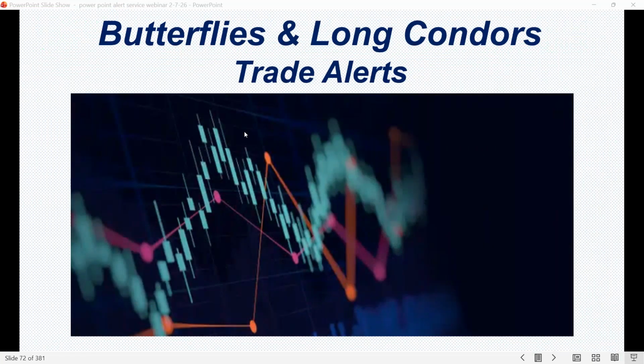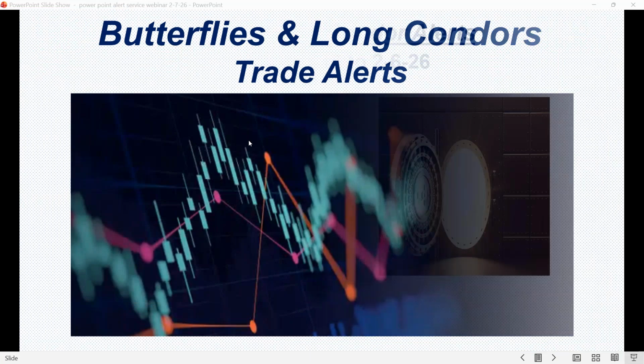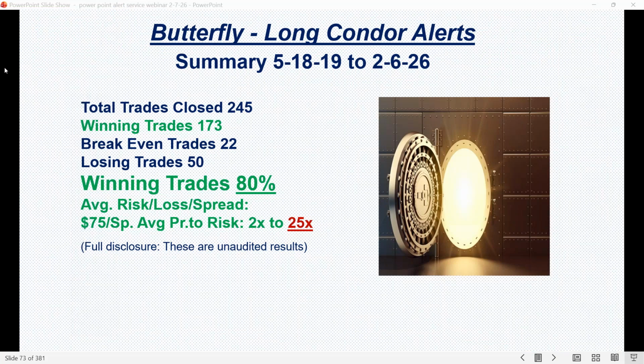Now here's the other types that we send out. These are the other category that we do a lot of, these butterflies or long condors. And so here's our trade summary results here for you.